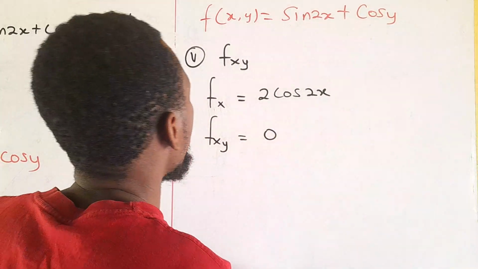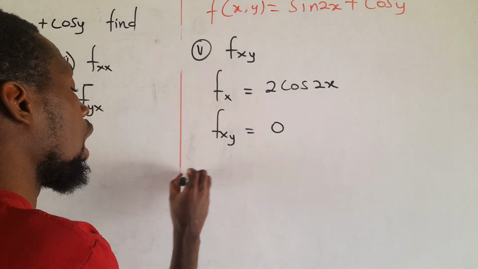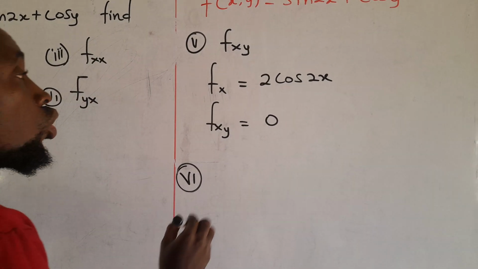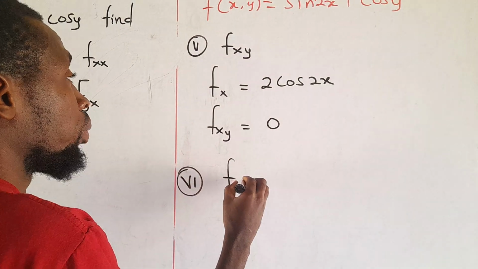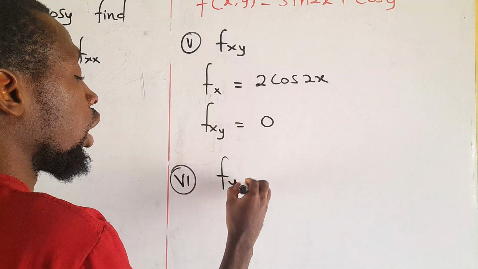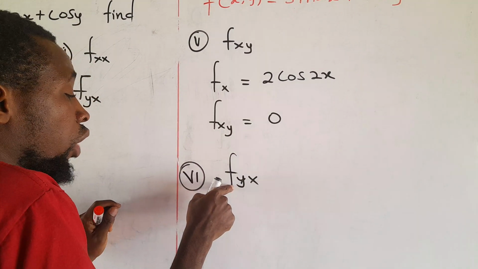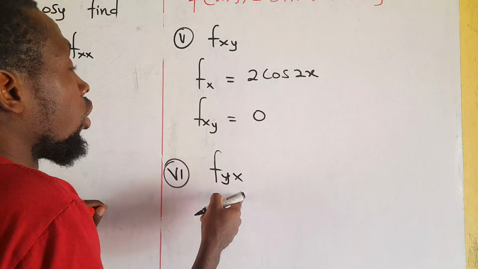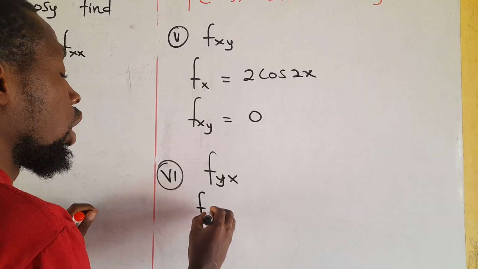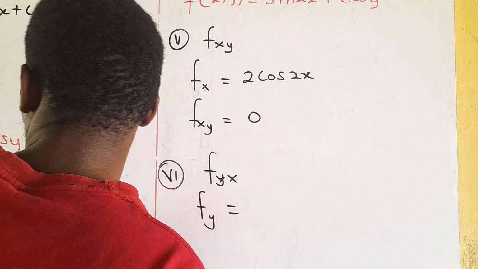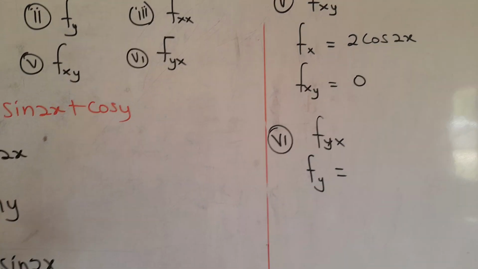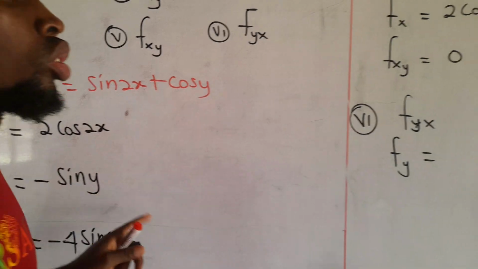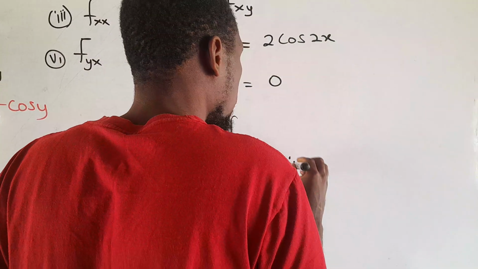That will be 0. And the VI, we want to find partial differentiation of the function with respect to y, then with respect to x. That means we perform partial differentiation of the function with respect to y, then we find with respect to x now. So partial differentiation of the function with respect to y, look at it, we solve that and have negative sine y.